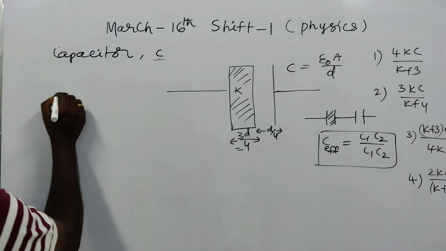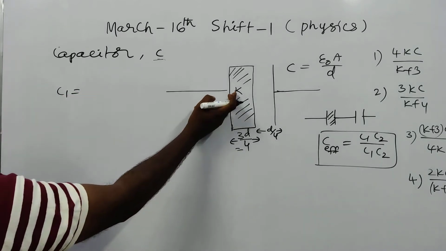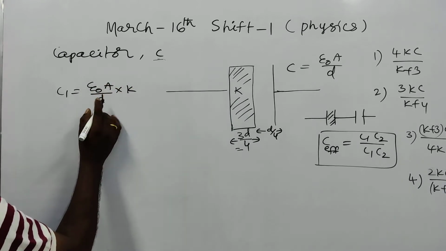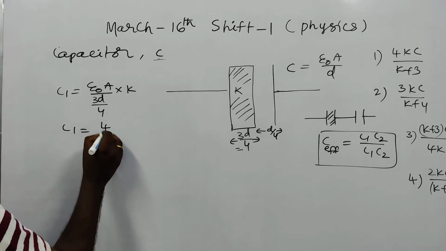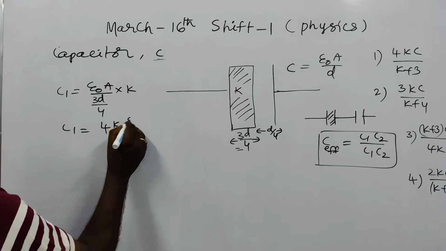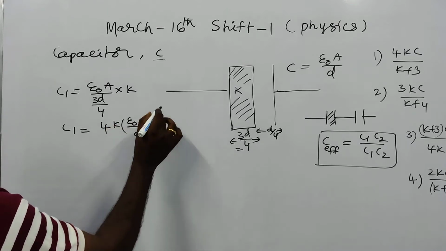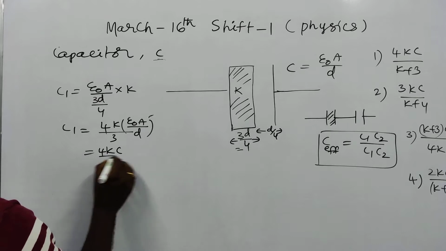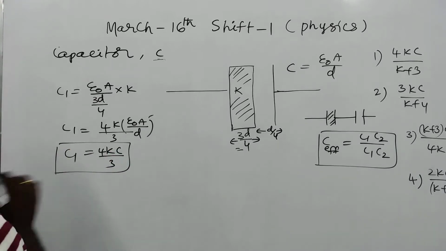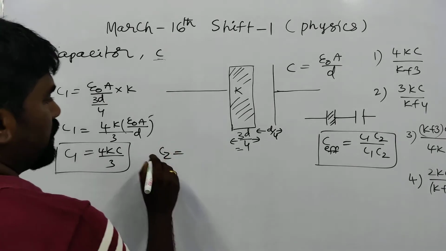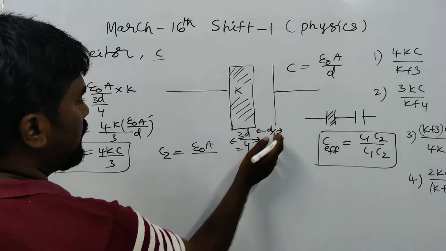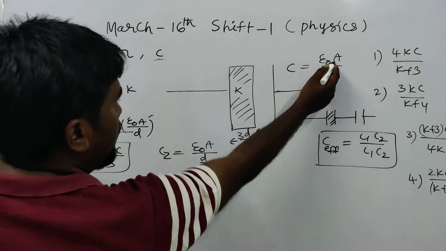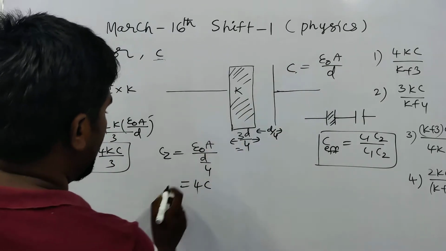The first capacitance C1, for the dielectric thickness, is epsilon naught A by D into K, where D is 3D by 4. So it is 4K epsilon naught A by 3D. Epsilon naught A by D is nothing but C, so C1 is 4KC by 3. Coming to C2, it is epsilon naught A by D by 4, which is 4 epsilon naught A by D, that is 4C. So this is C2.